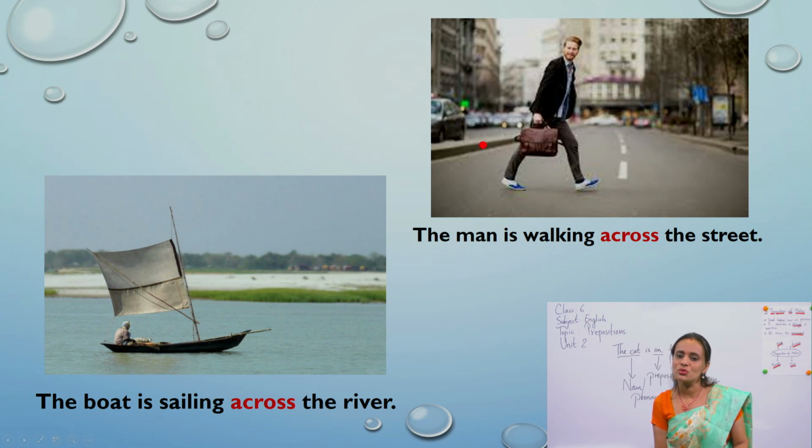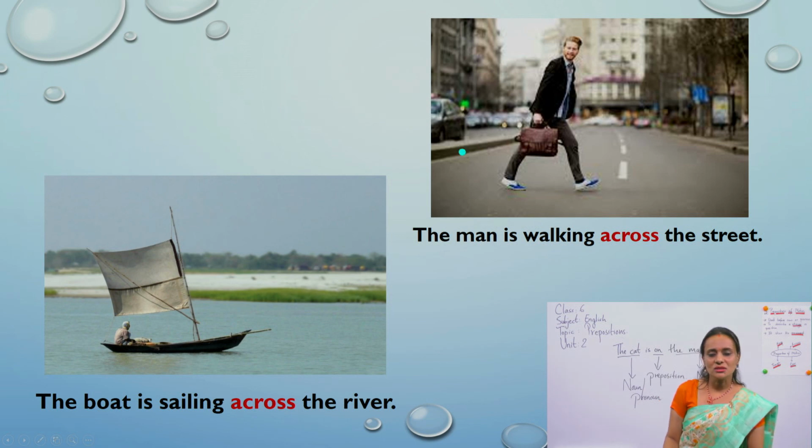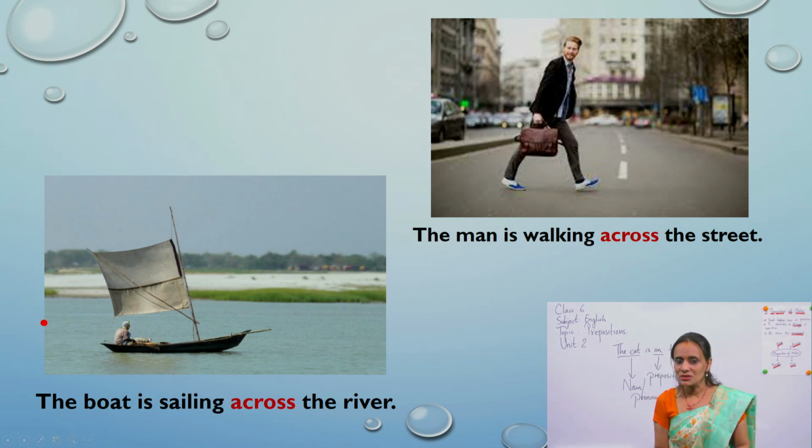And the man is also doing the same thing. He is crossing the road from one side to another, one direction to another direction. And here the boat is also sailing across the river. This boat is going from one direction to the opposite direction, isn't it? So when it goes from one direction to another direction, we use across. So the man is walking across the street and the boat is sailing across the river.